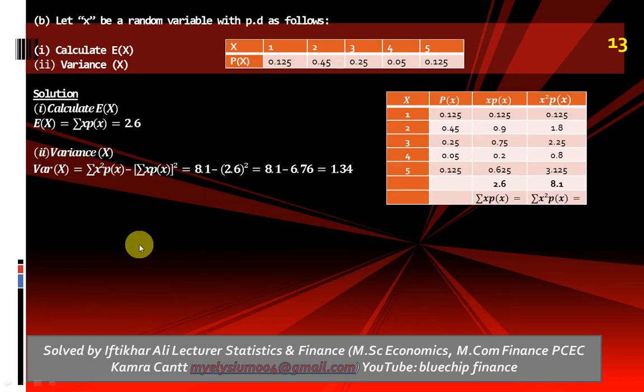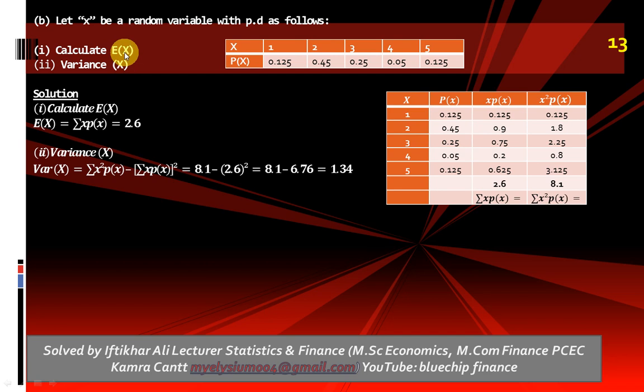We move to the second part of this question: let x be a random variable with a probability distribution as follows. So x is 1, 2, 3, 4, 5 and their relative frequencies are 0.125, 0.45, 0.25, 0.05 and 0.125. The probability of x is given here. Calculate E of x. What is the meaning of E of x? E of x is equal to mean. And the second one is the variance of x.